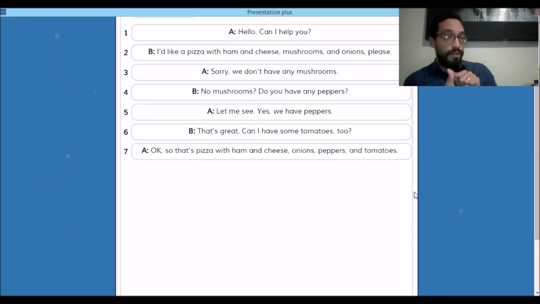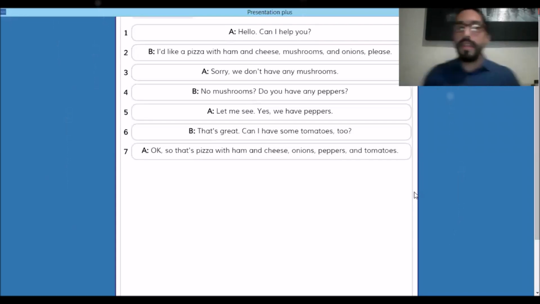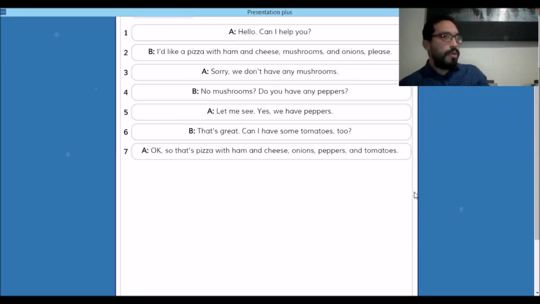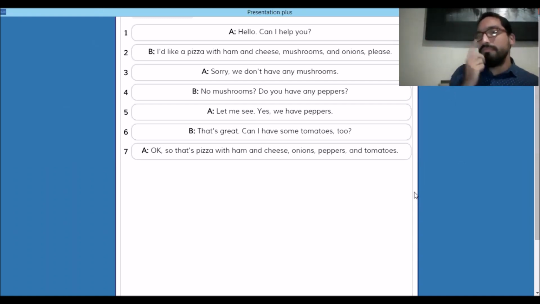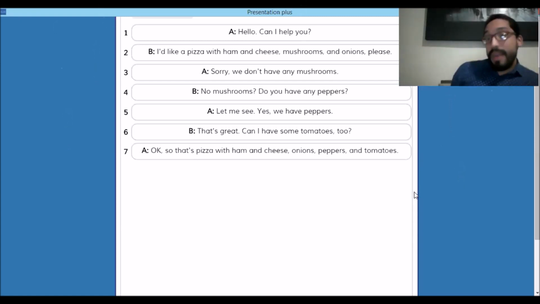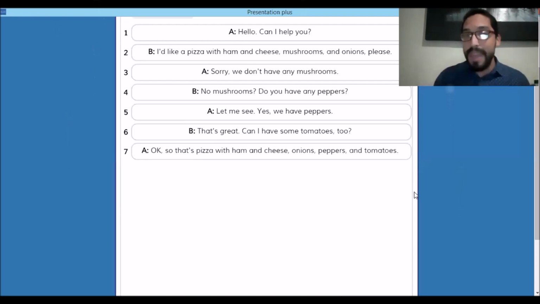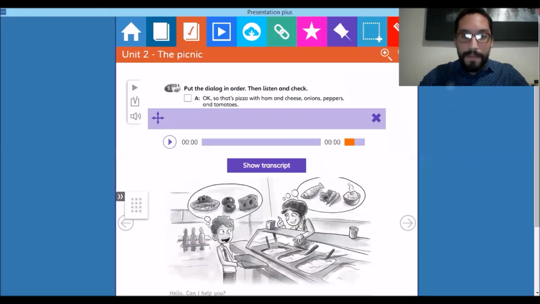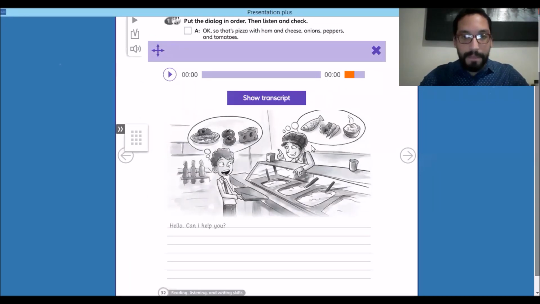I'd like a pizza with ham and cheese, mushrooms and onions, please. Sorry, we don't have any mushrooms. No mushrooms. Do you have any peppers? Let me see. Yes, we have peppers. That's great. Can I have some tomatoes too? Okay, so that's pizza with ham, cheese, onions, peppers, and tomatoes. Right now, that's what we have here, okay?